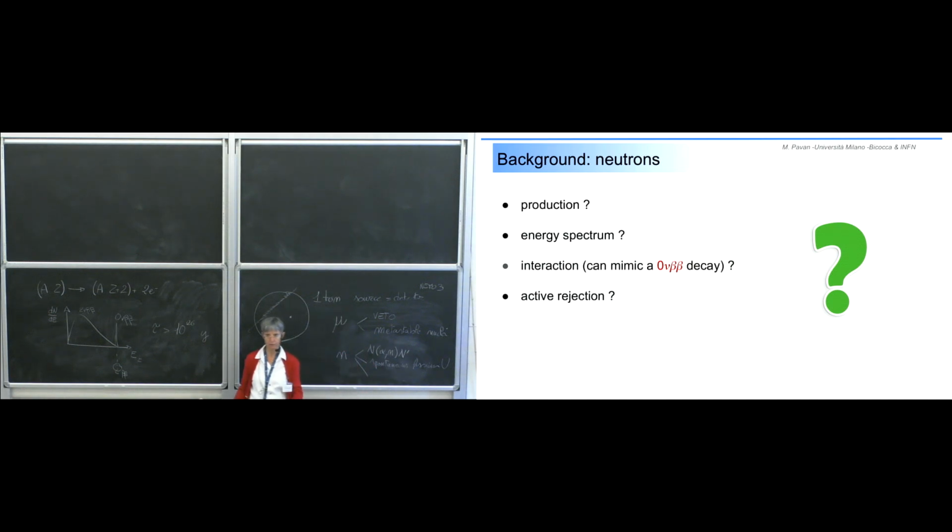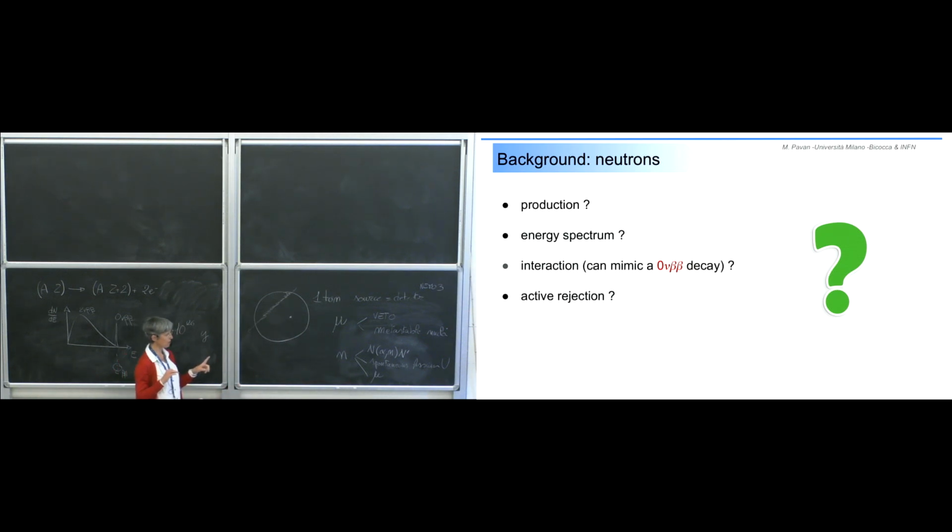Again, is the natural content of the rock. And then I have a third source: muons. Muons, as I told you, can produce metastable nuclei with different processes, including the production of a neutron, which later produces a metastable nucleus. So I have these three possible sources.